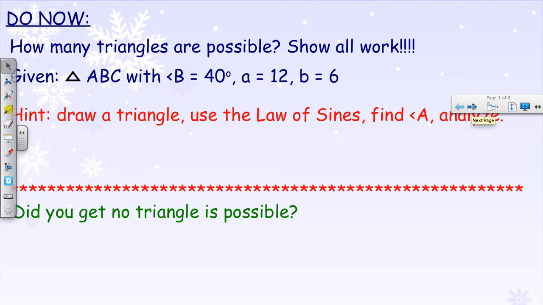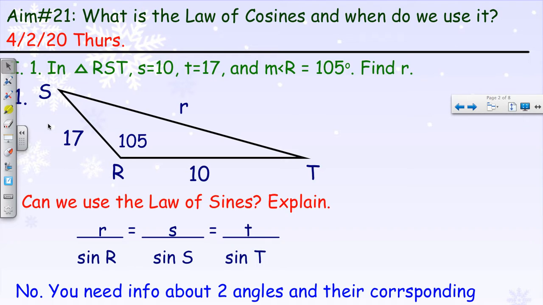So now let's go ahead and go on to page 2, basically the most important part of the lesson. Okay, so here I've got triangle RST, and you were asked to tell whether or not you can use the law of sines. So I have side S 10, side T 17, angle R is 105 degrees, and you are told to find the measure of side R.